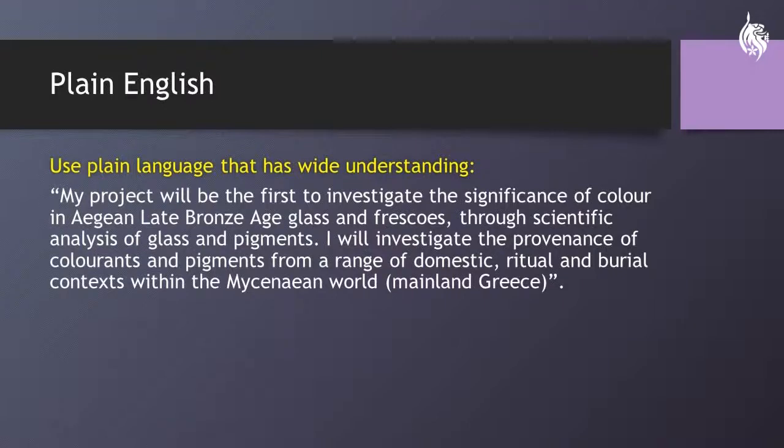"So my project will be the first to investigate the significance of colour in Aegean Late Bronze Age glass and frescoes through scientific analysis of glass and pigments." Fantastic sentence. I understand totally what they're going to be doing. "I will investigate the provenance of colorants and pigments from a range of domestic, ritual and burial contexts within the Mycenaean world." And in brackets, I know I said don't use them, but in brackets there, what they're saying is mainland Greece they're going to look at. That is a fantastic sentence.